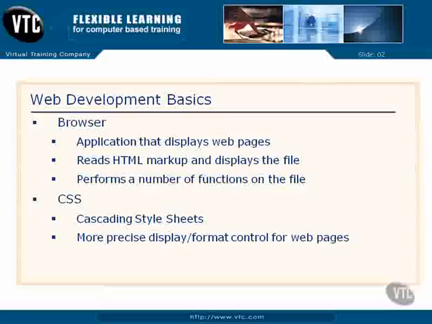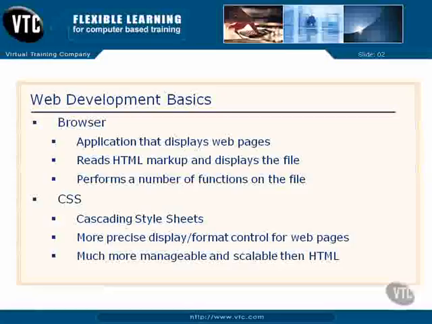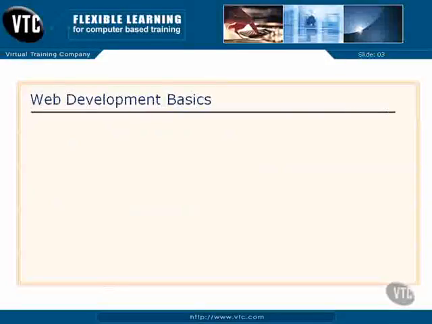Cascading style sheets is a way to provide all that in a much more manageable and scalable fashion than just standard HTML. It gives us the chance of storing all of our settings for how we want the web page to look in one external file and have every page point to that. So then when we want to make a change, we just change that one page and everybody gets it.